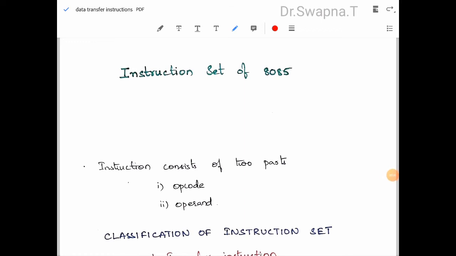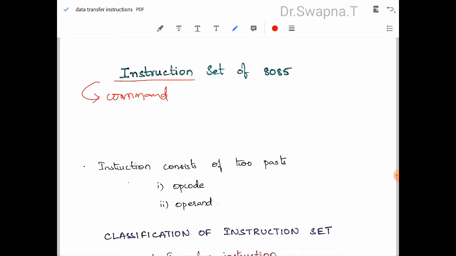Hello everyone. In this session, we'll discuss the instruction set of the 8085 microprocessor. Before going into the instruction set, first let us understand what an instruction is. An instruction is nothing but a command given to the microprocessor to perform a specific task.